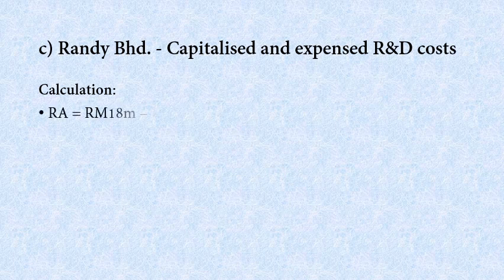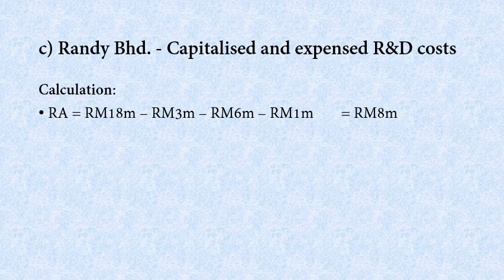So we have 18 million worth of revenue as the cash inflow, 3 million worth of additional development cost to complete the project, that is a cash outflow, 6 million worth of production cost, another cash outflow, and 1 million worth of directly attributable selling and administrative costs, another cash outflow. That gives us a recoverable amount of 8 million. Now please note that other administration costs are not included in the calculation of the recoverable amount since they are not directly related to the product from this project.